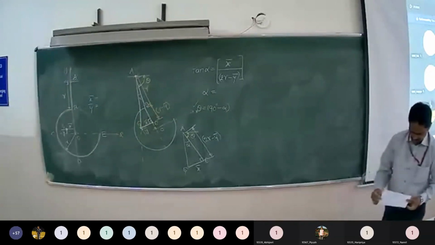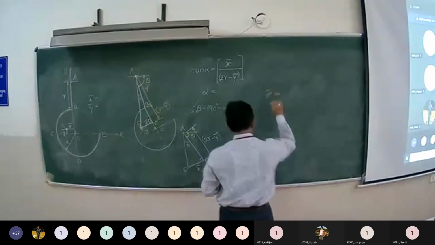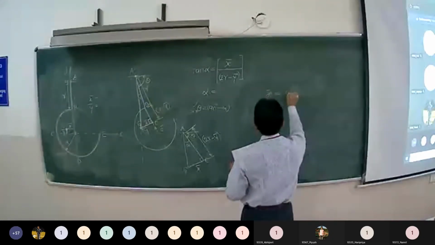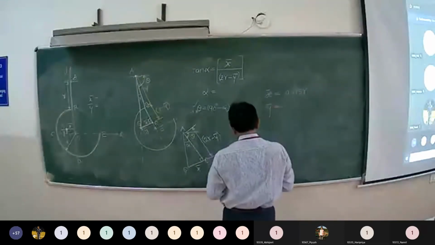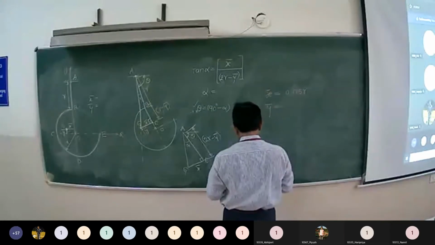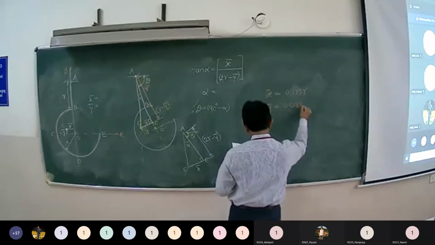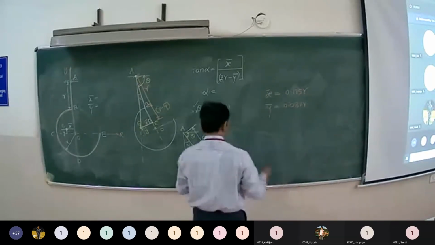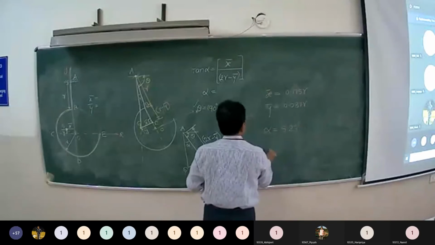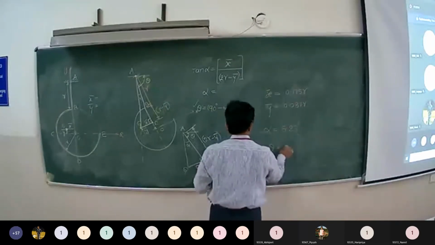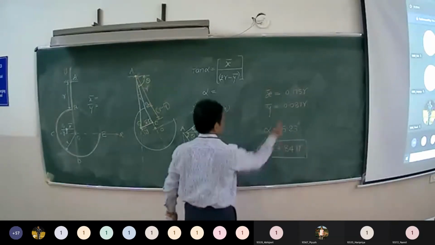You will find the values. Please check. X bar is 0.175 R, and you are going to get y bar as 0.087 R. Then you will have angle alpha as 5.23 degrees. With respect to horizontal, it is 84.77. This is your answer.